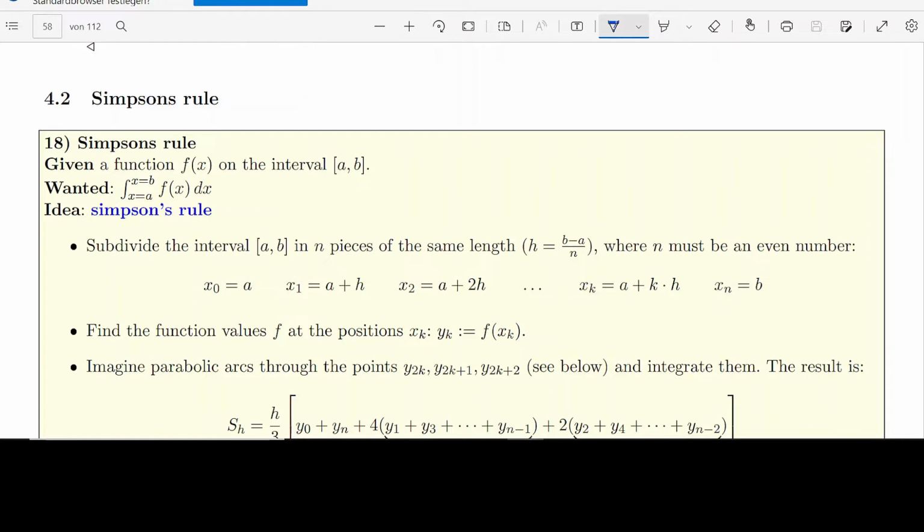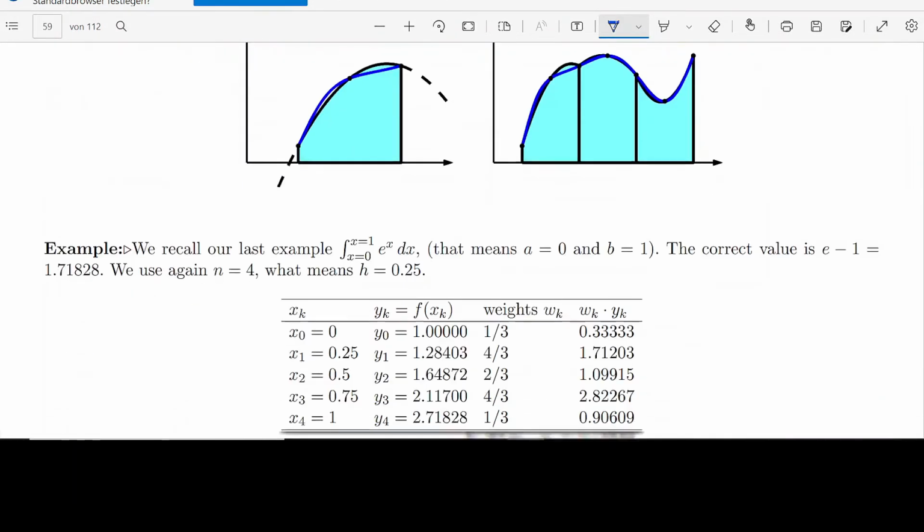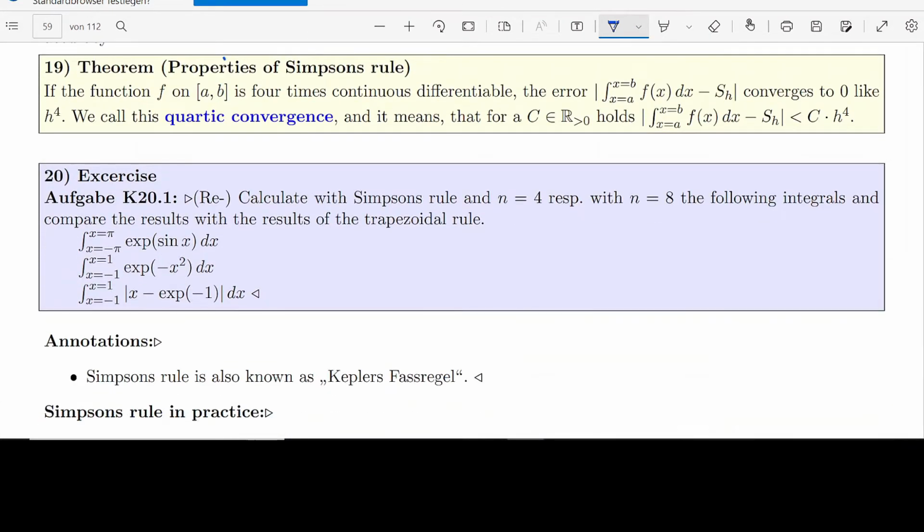Let's talk about the properties of the Simpson rule. In the last video we learned what the Simpson rule is and how it works. This is how it works, and we had an example. Here is another example, but now we are interested in the properties of the Simpson rule.